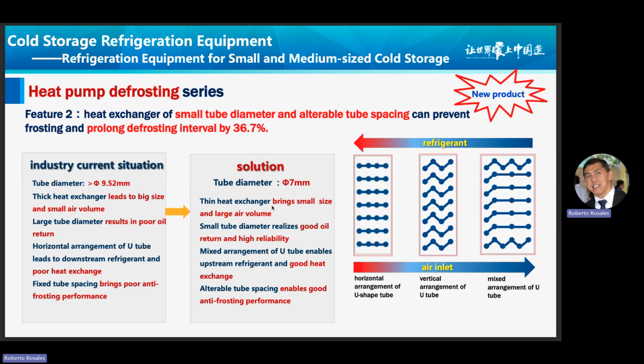which brings small size and large air volume. It has a small tube diameter, realizes good oil return and high reliability. It makes arrangement of U-tube to enable upstream refrigerant and good heat exchange. Thus, alterable tube spacing to enable good anti-frosting performance.